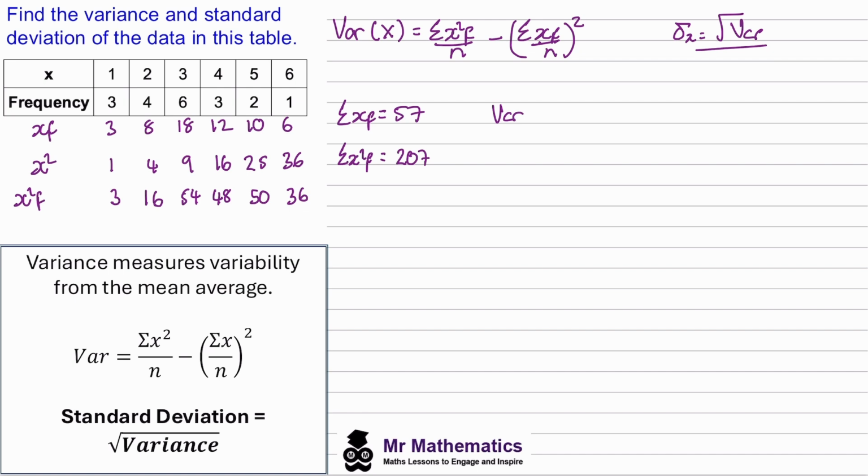So our variance then will be 207 divided by the total frequency. So we'll find the sum of all of this. We get 19, minus the 57 over 19 squared. When we work this out, we get a variance of 1.89. So the standard deviation will be the square root of this, which is approximately 1.38. So that tells us that the average data point from the mean is 1.38 units.